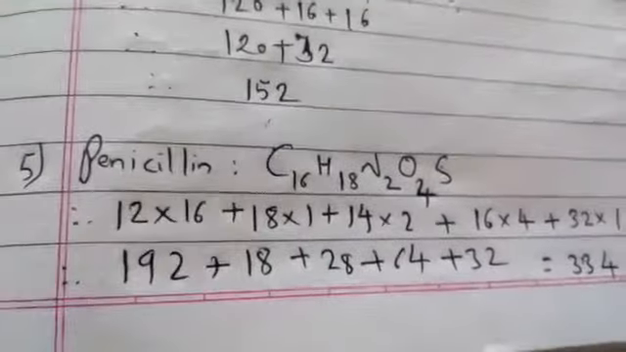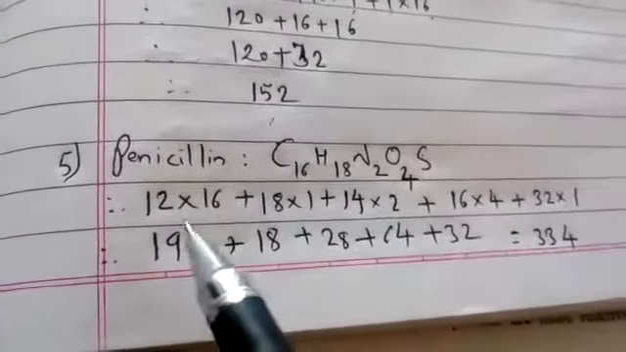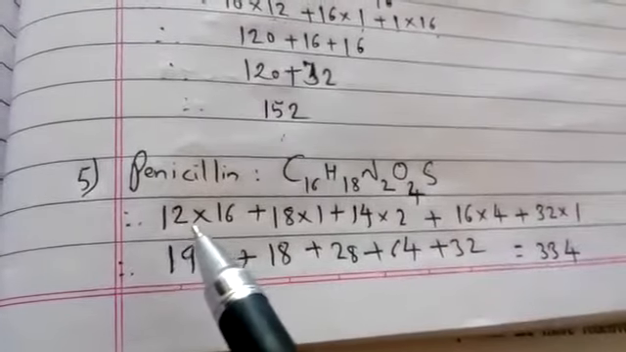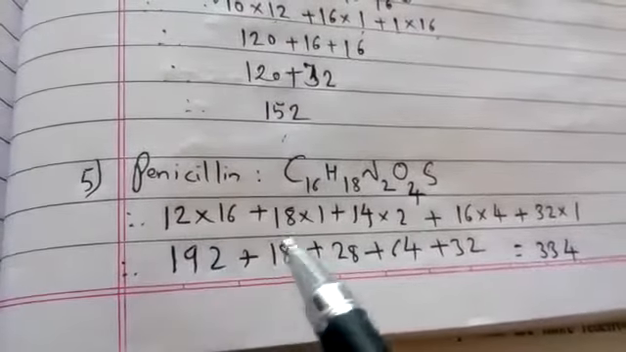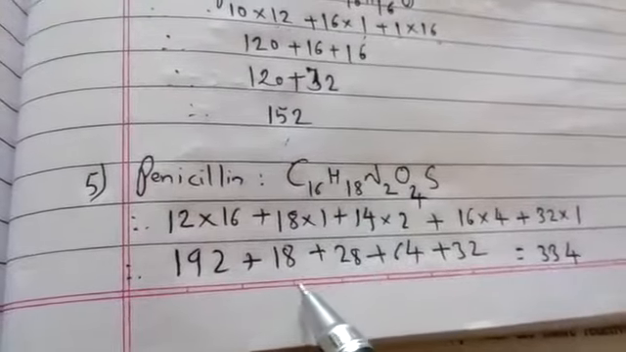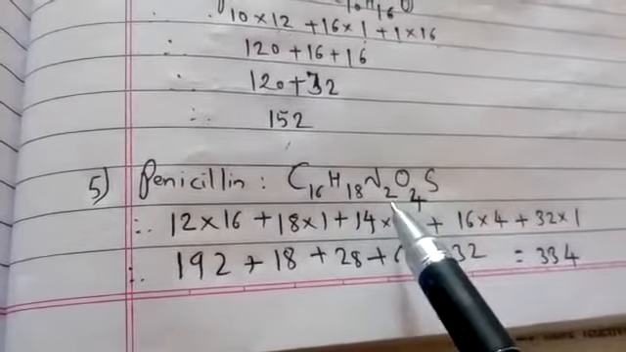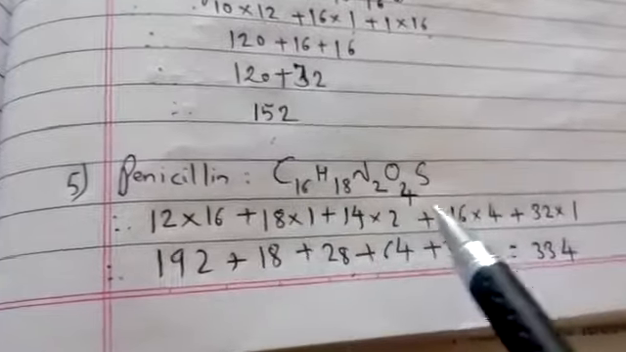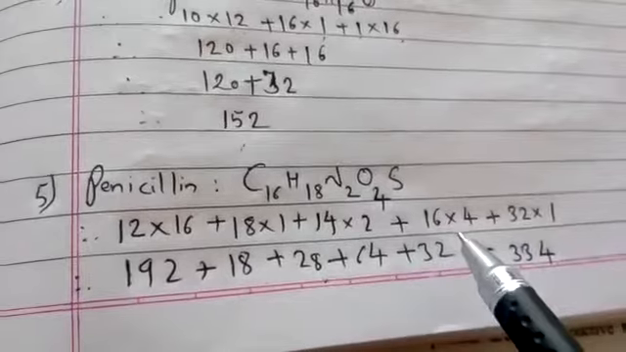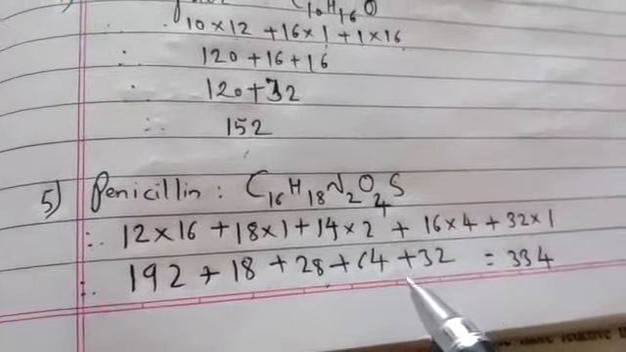Then penicillin is C16H18N2O4S, and this is how the entire calculation is going to be. There are 16 atoms of carbon, and the atomic mass is 12, so 12 into 16 is 192. 18 atoms of hydrogen into atomic mass 1, that will give us 18. 14 is the atomic mass of nitrogen, and there are 2 atoms of nitrogen, that will give us 28. Then there are 4 atoms of oxygen into the atomic mass of oxygen, 16, so it will give us 64.